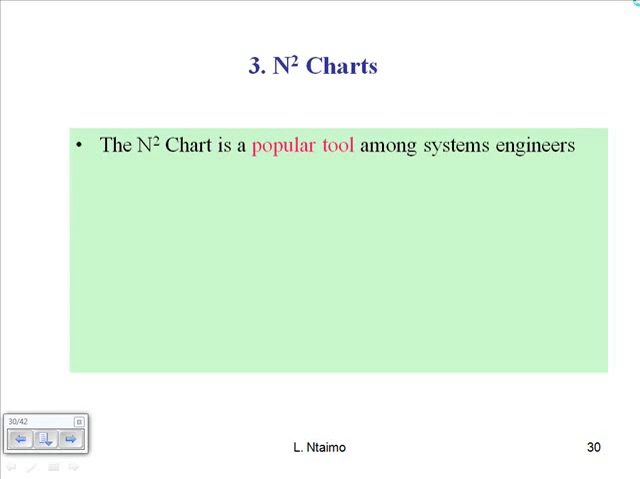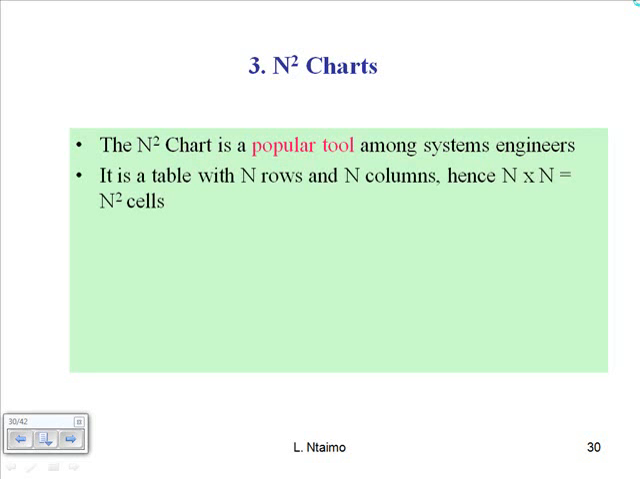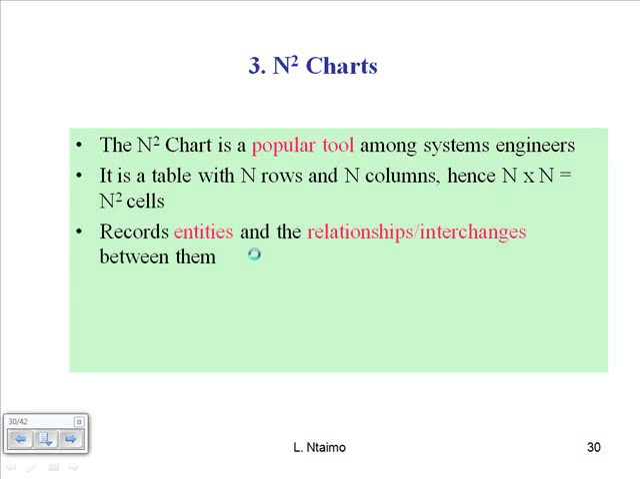N-squared charts are very popular. So if you go and work for any systems engineering company, you're probably going to be using some kind of matrix, such as an n-squared matrix, to do some initial analysis. It is nothing but a table with n rows and n columns, and hence it's called n by n, or n squared. So it's going to have n squared cells.